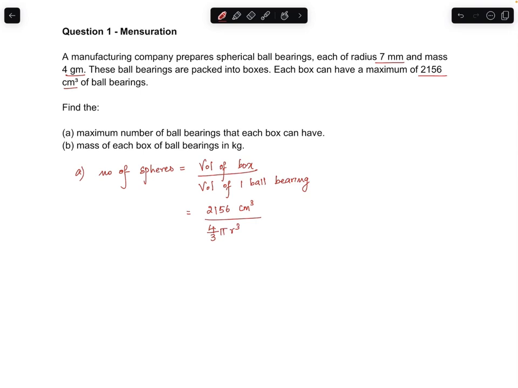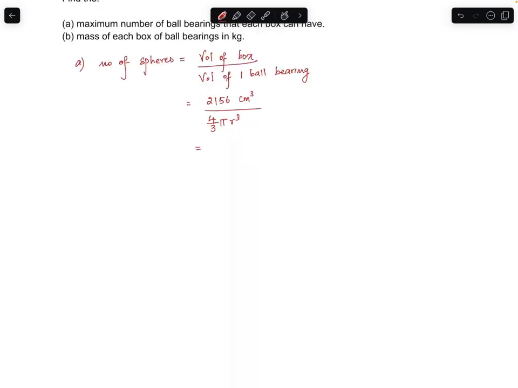So either we have to convert the volume to millimeter or convert the radius to centimeter. Converting the volume to millimeter cube. So 2156 times 1000 millimeter cube upon 4 by 3, 22 upon 7 into r is 7 millimeters. On calculating this, we will get 1500. That is, the maximum number of ball bearings that can be kept inside the box is 1500.